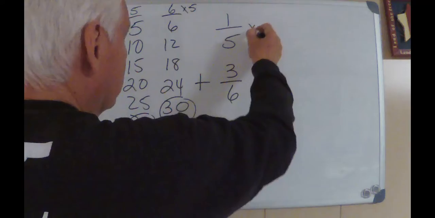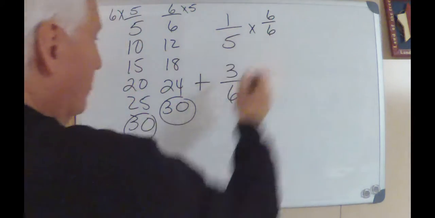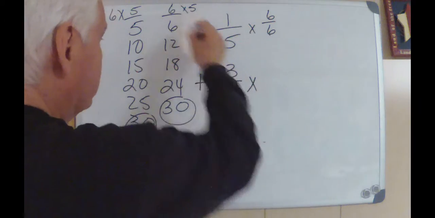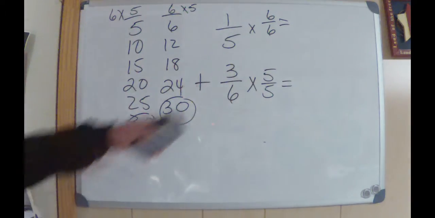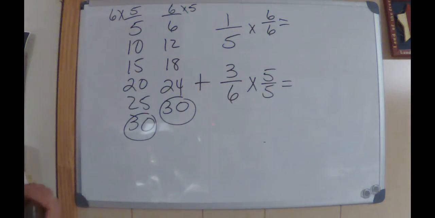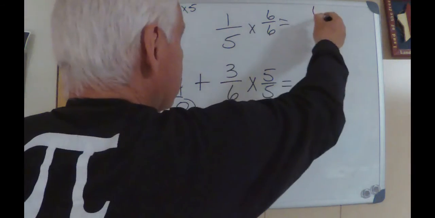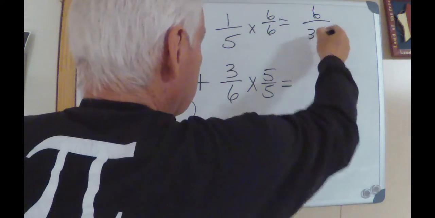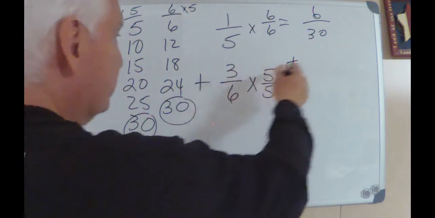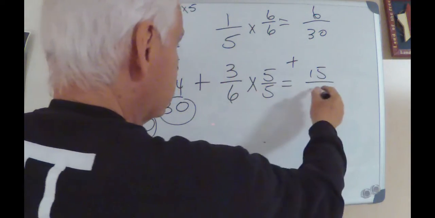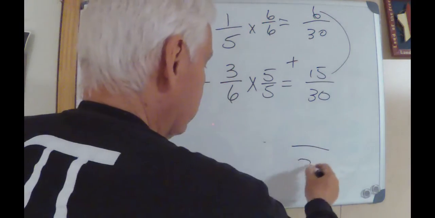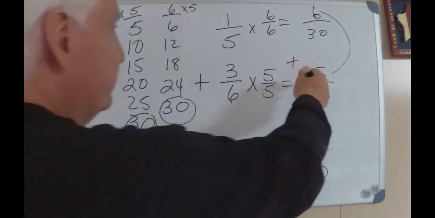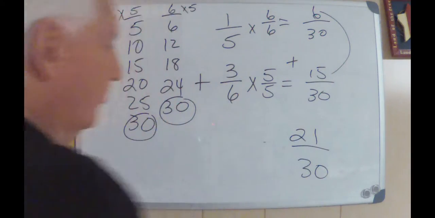So now I'm going to multiply this by 6 over 6, which is 1. And I multiply this by 5 over 5, which is also 1. I'm multiplying those by 1, so I'm not really changing their value, but I'm now going to give them the common denominator of 30. 6 times 1 is 6. 5 times 6 is 30. And I'm adding them. 3 times 5 is 15. 5 times 6 is 30. And now I can add the numerators up because I'm going to keep my common denominator of 30. And 15 plus 6 is going to be 21.